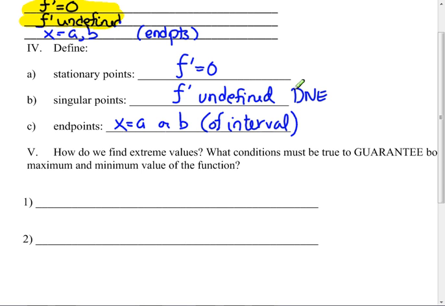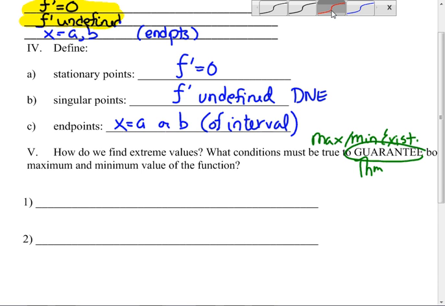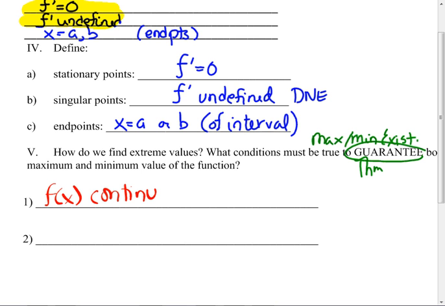Okay, so this is the max-min existence theorem right here again, or extreme value theorem, I think that's what they call it. This is the guarantee. What are the two things you have to look for? F of x is continuous. And what else has to be true? It has to be on a closed interval. I'm going to go one step further and talk about how to use it.